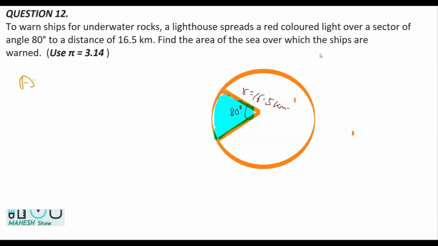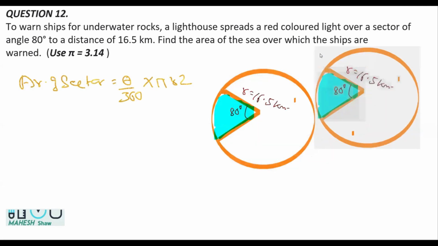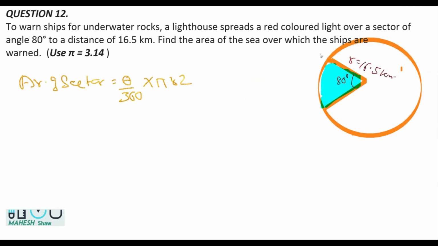And the area of a sector is what? Area of sector is equal to theta over 360 multiplied by pi r square. Now we are going to just replace these values. Theta is clearly given as 80 over 360 multiplied by pi, which is mentioned as 3.14. Now what about the radius? Should we keep it in kilometer? Yeah, it should be a big calculation, but we'll keep it like that only.